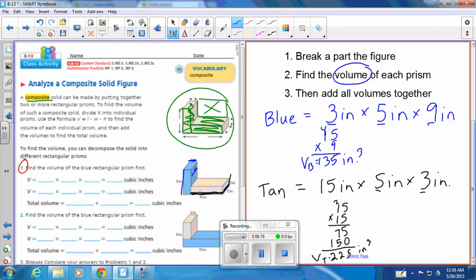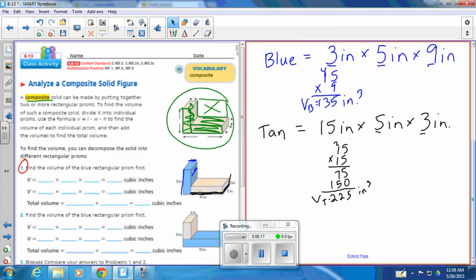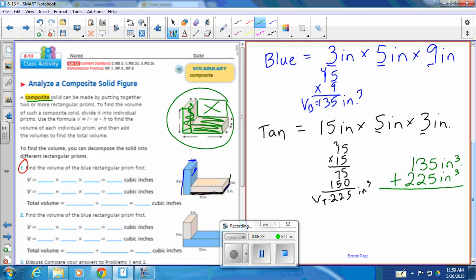And then our final step is to add those together. So we're going to take 135 cubic inches and add that to 225 cubic inches. Now remember, we're adding here, okay? So don't get confused with multiplying. 5 plus 5 is 10, carry the 1. 3 plus 2 is 5, plus 1 is 6. 1 plus 2 is 3. So the total volume of that composite figure is 360 inches cubed.